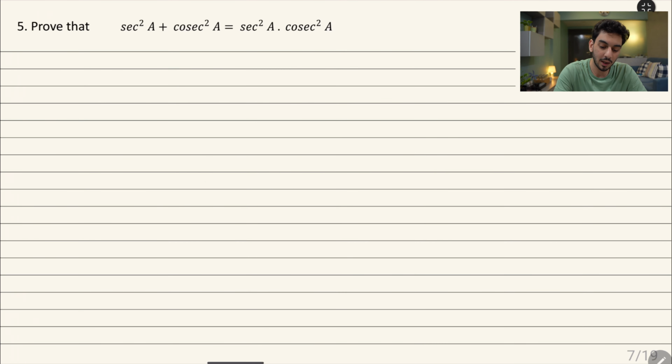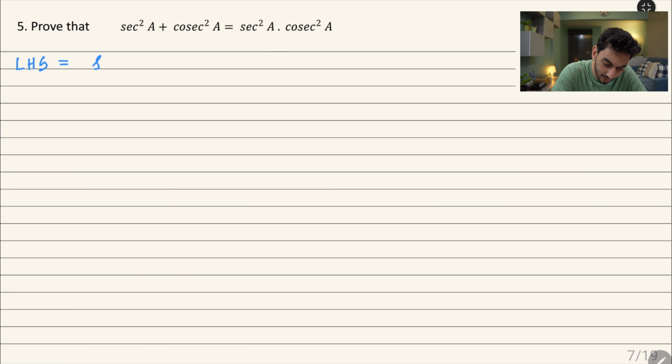Okay, next question. This one says sec square a plus cosec square a is equal to sec square a into cosec square a. Just remember one thing, whenever you see that there is a plus or a minus in between two terms and then you have to convert it into a multiplication, the simple rule is just convert it into sine and cos, cross multiply it and get back to whatever is given. Okay, we'll start with the left hand side.